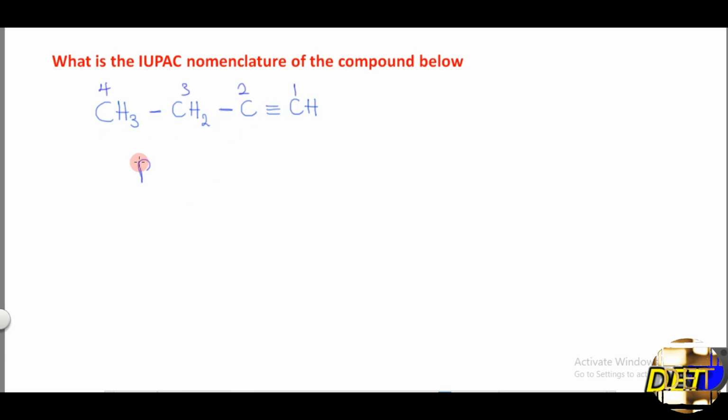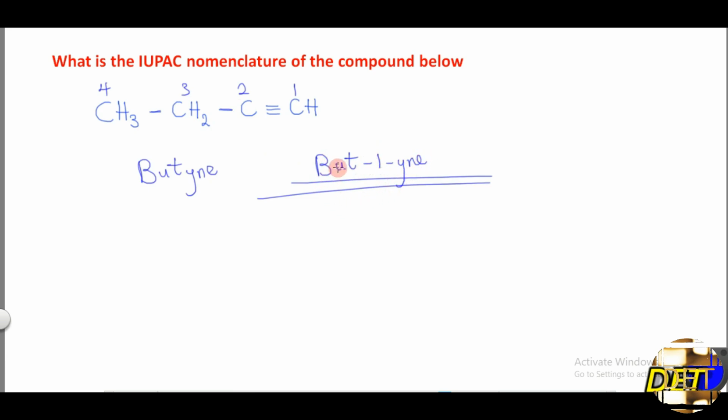So this compound is butane. What does that tell you? It tells you that there are 4 carbon atoms, right? So we'll assign a number to each of the carbon atoms, starting from the side nearest to the functional group. So the functional group is at position 1. So therefore, this compound is but-1-yne. This is the IUPAC nomenclature of this compound.